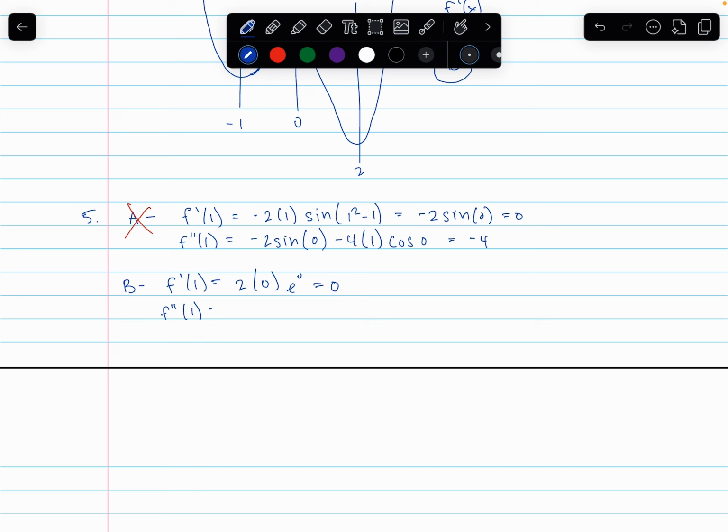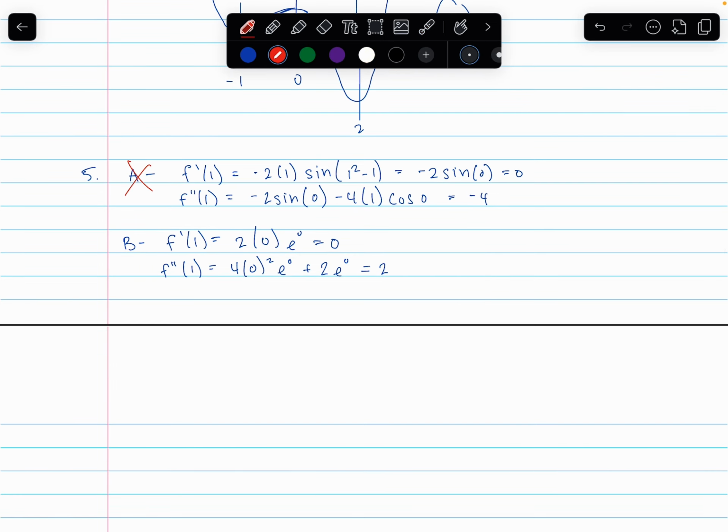F double prime of 1 would be equal to 4 times 0 squared. It doesn't really matter what this is. It's going to be e to the 0. That's still going to be 0. Plus 2 times e to the 0 power. This is all going to be equal to 2. So the fact that I'm getting a positive or negative number means that I can use the test to say x equals 1 is a minimum or a maximum. I'm getting numbers that are non-zero right there. So not B.